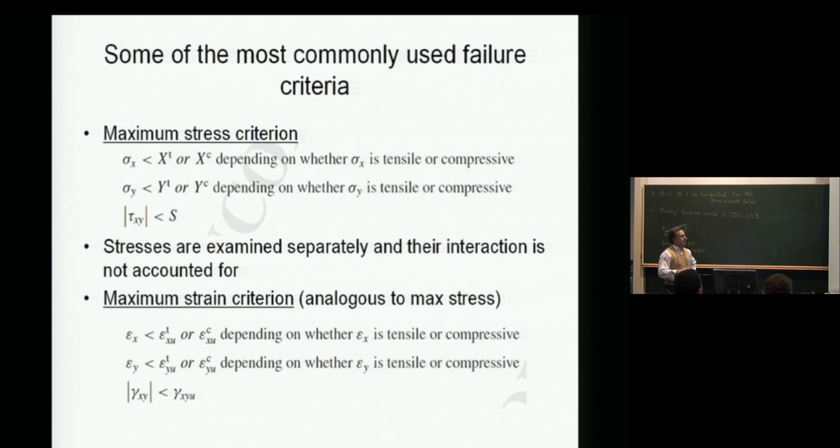The complete counterpart, instead of using stresses, using strains, is shown here. So basically, you compare strains to the corresponding strain allowables. Now, if you had a perfectly linear system, so the stress-strain curve is completely linear, then the two criteria would only differ by the Poisson's ratio effect between stress and strain.